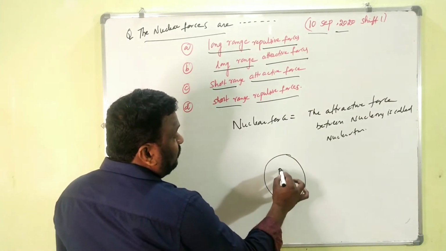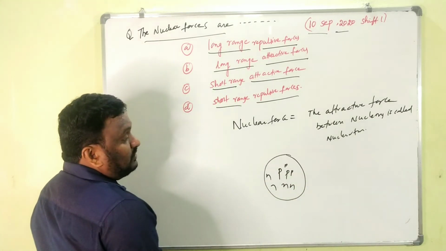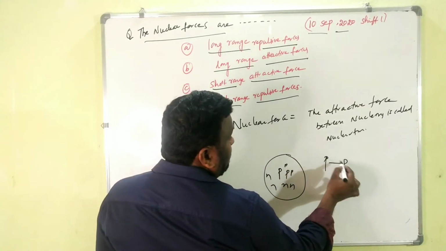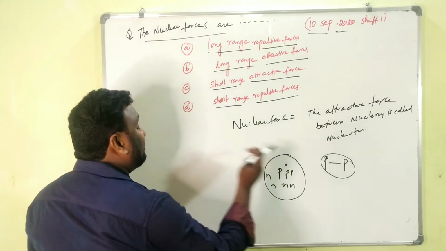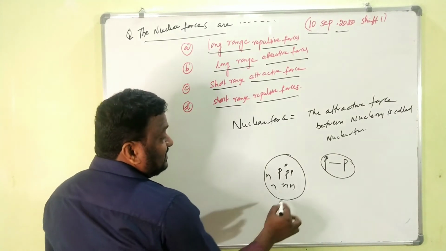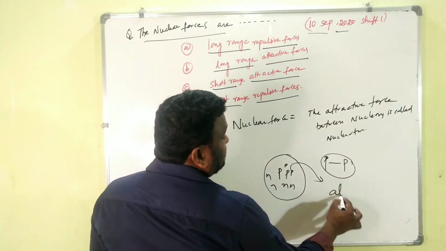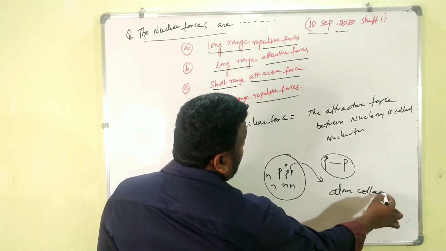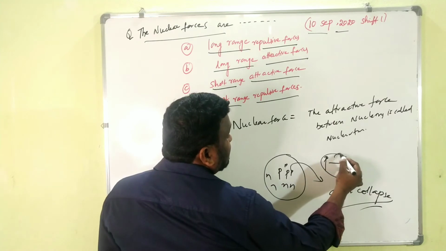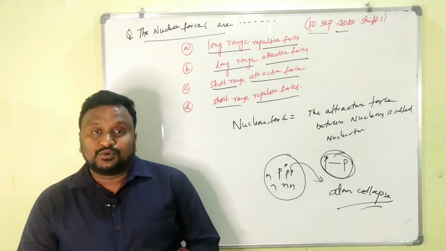The nucleus consists of only protons and neutrons, so many protons and so many neutrons. Here a proton is a positive charge and another proton is one more positive charge. They must be having some repulsive force because they are like charges. When they repulse each other, they must come out from the nucleus, and then the atom will collapse or be destroyed. But it is not happening. Why? Because some other force is acting between the nucleons. That is what we call nuclear force.